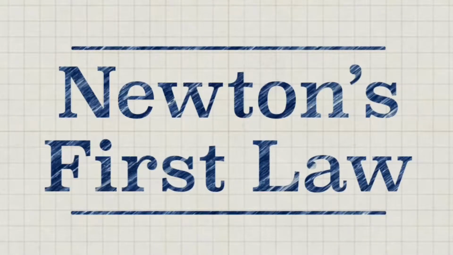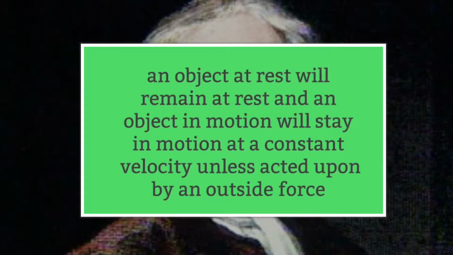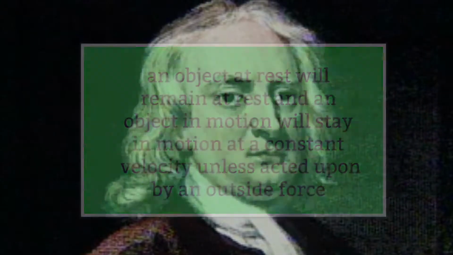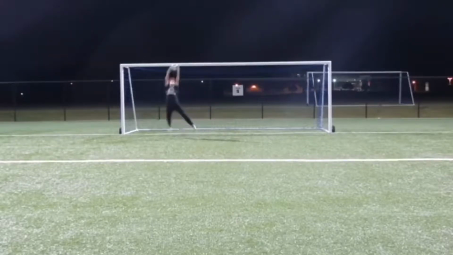Newton's first law. Newton's first law states that an object at rest will remain at rest, and an object in motion will stay in motion at a constant velocity unless acted upon by an outside force. This is called the law of inertia. The goalie was the outside force that stopped the ball that was in motion.